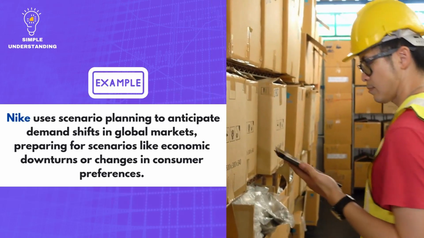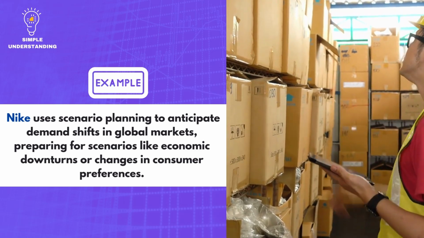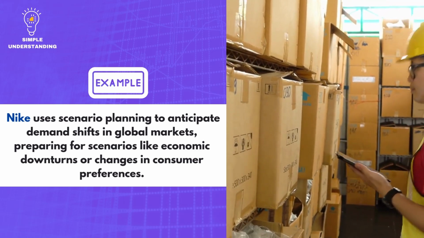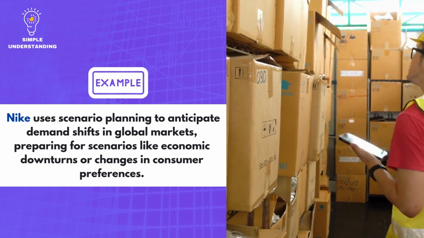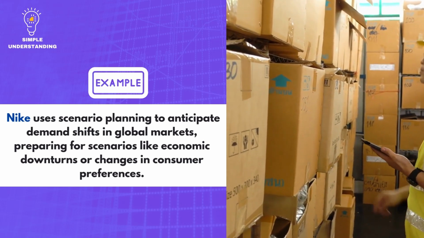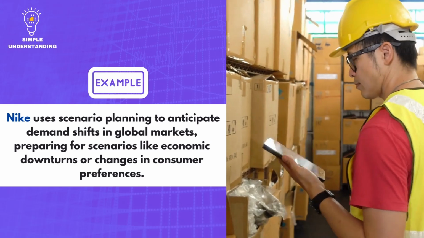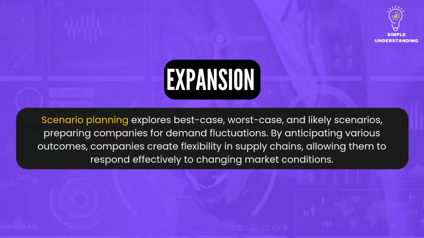Real company example. Nike uses scenario planning to anticipate demand shifts in global markets, preparing for scenarios like economic downturns or changes in consumer preferences. Expansion. Scenario planning explores best case, worst case, and likely scenarios, preparing companies for demand fluctuations. By anticipating various outcomes, companies create flexibility in supply chains, allowing them to respond effectively to changing market conditions.